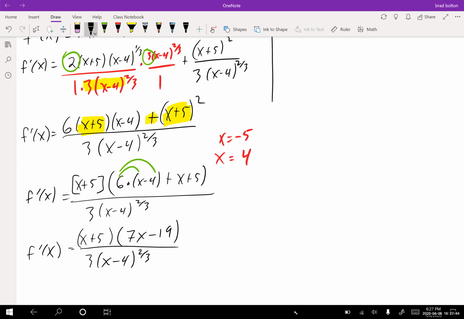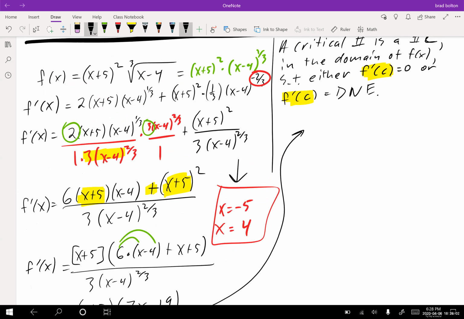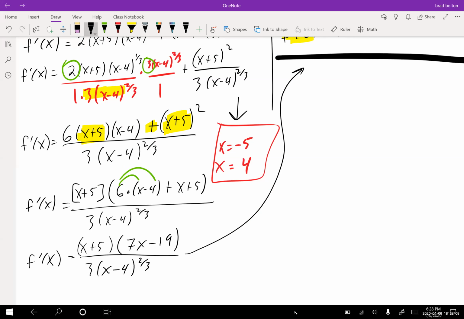Okay, so remember, let's go back to here. We said x equals negative 5 and x equals 4 were probably critical numbers, and we're right. If I set the denominator factors equal, we have x minus 4 to the 2/3. Well, you don't even have to do the 2/3. You can just do x minus 4, because whether it's 0 to the 2/3 or just 0, it doesn't matter. We're going to set that equal to 0. That's our denominator.